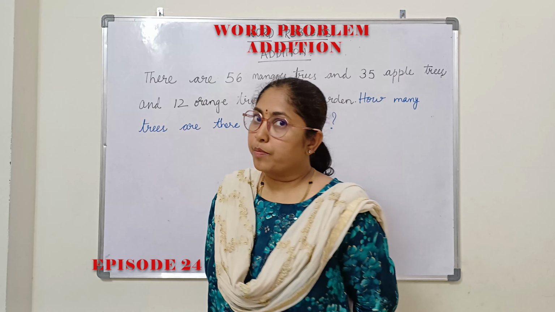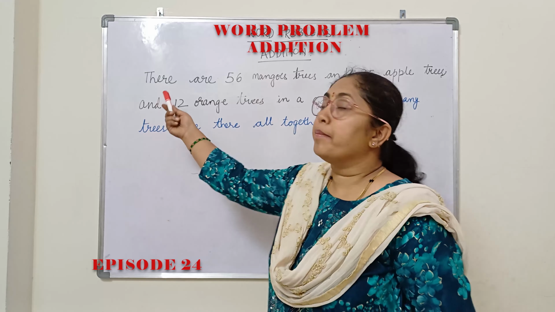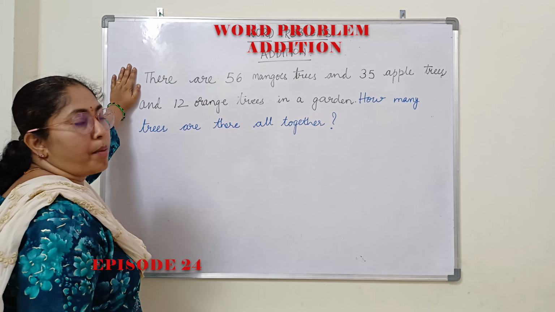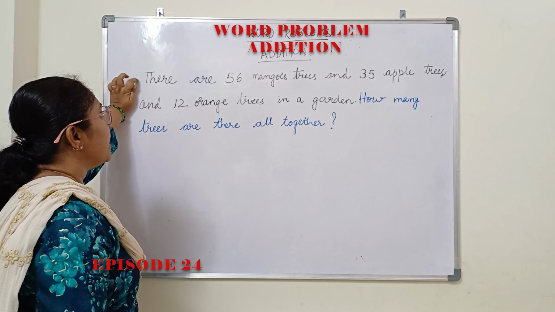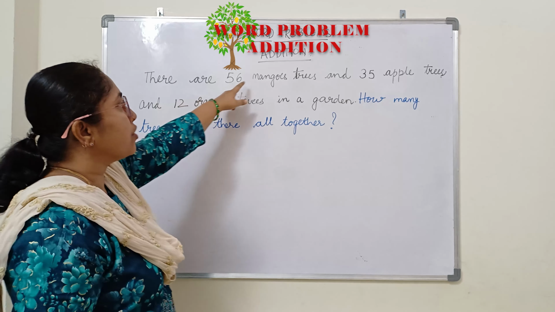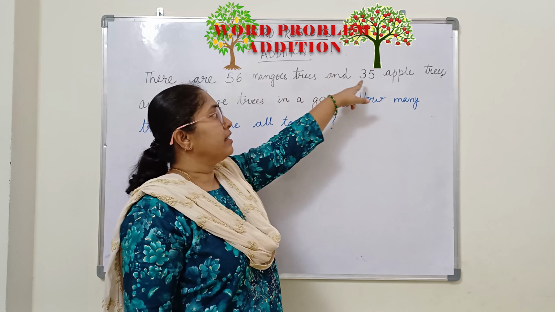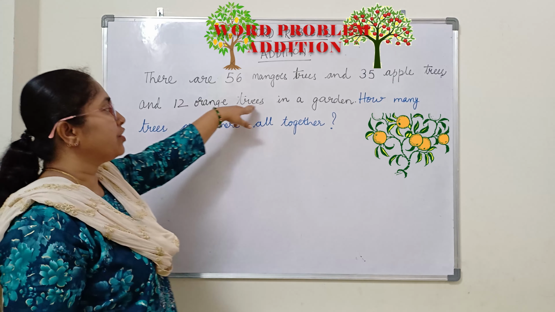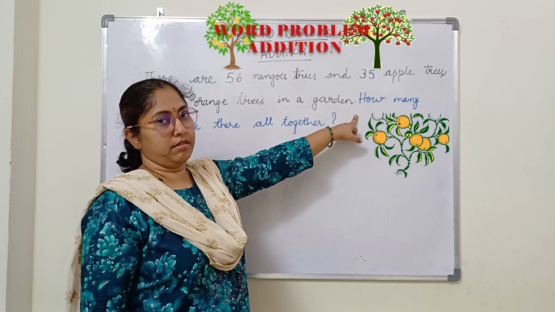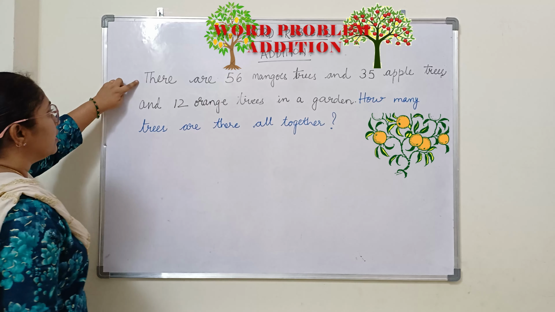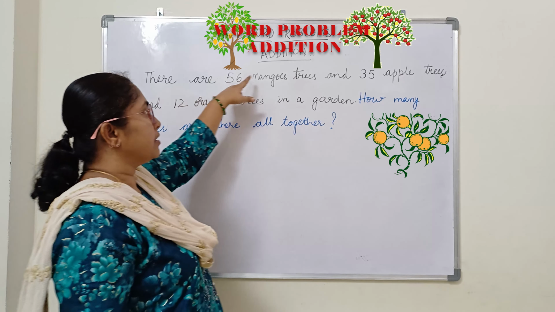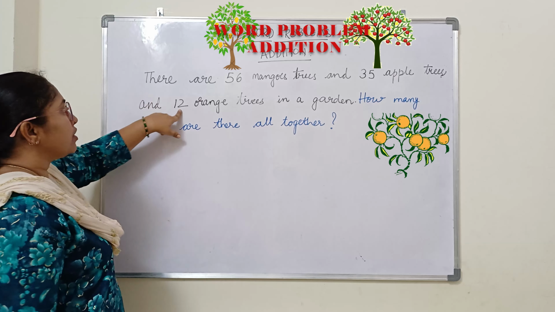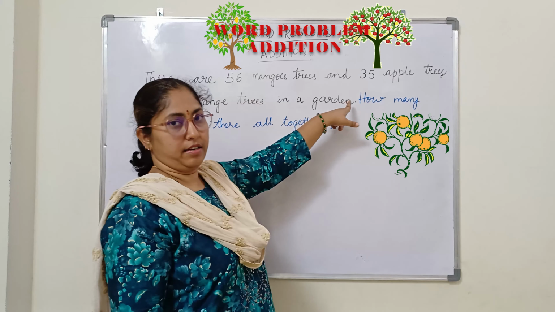We'll see the second word problem now. I am reading the question. Listen carefully. The word problem given on the board is, there are 56 mango trees and 35 apple trees and 12 orange trees in a garden. I'll repeat it again. There are 56 mango trees, 35 apple trees and 12 orange trees in a garden.